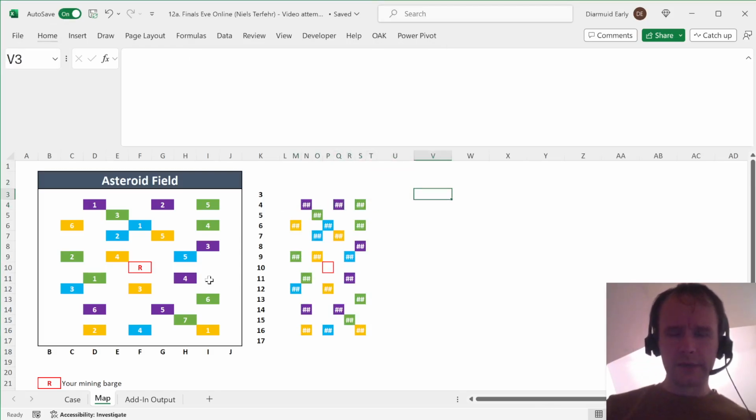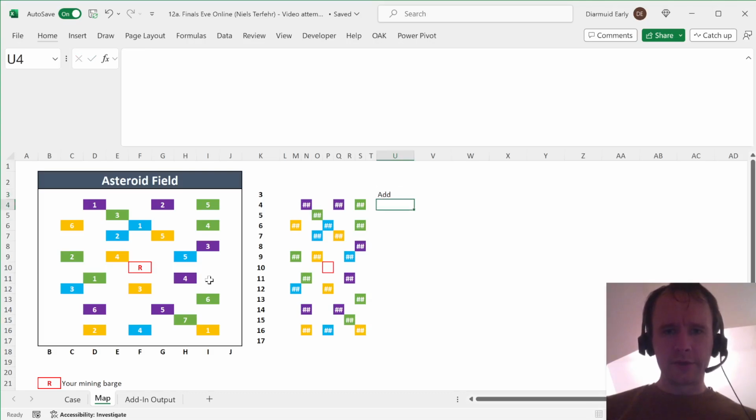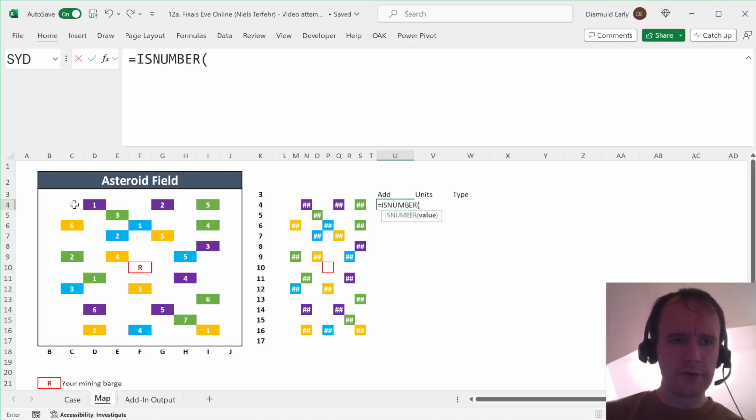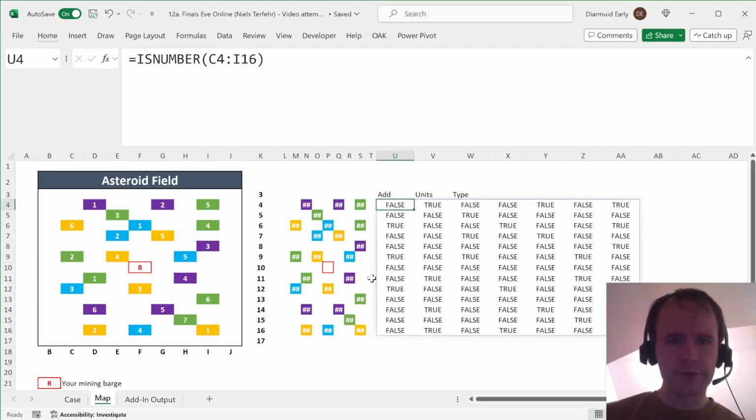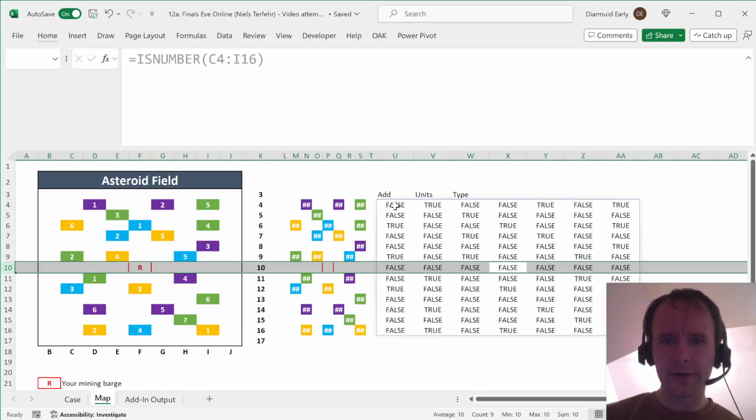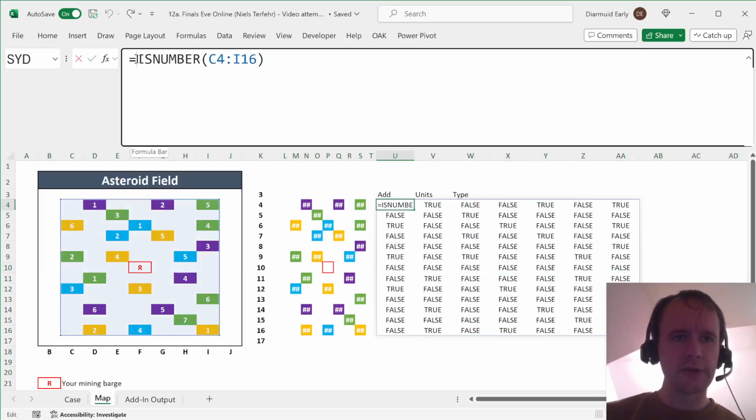So start with the address. We're going to have the units. We're going to have the type, and then we'll figure out other things after that. So first the address. So here I'm going to just use isNumber of this range. And you'll see that will give me false for the blanks, and it'll also give me false for this square here, which has the R in it. So that's going to be my kind of guiding thing.